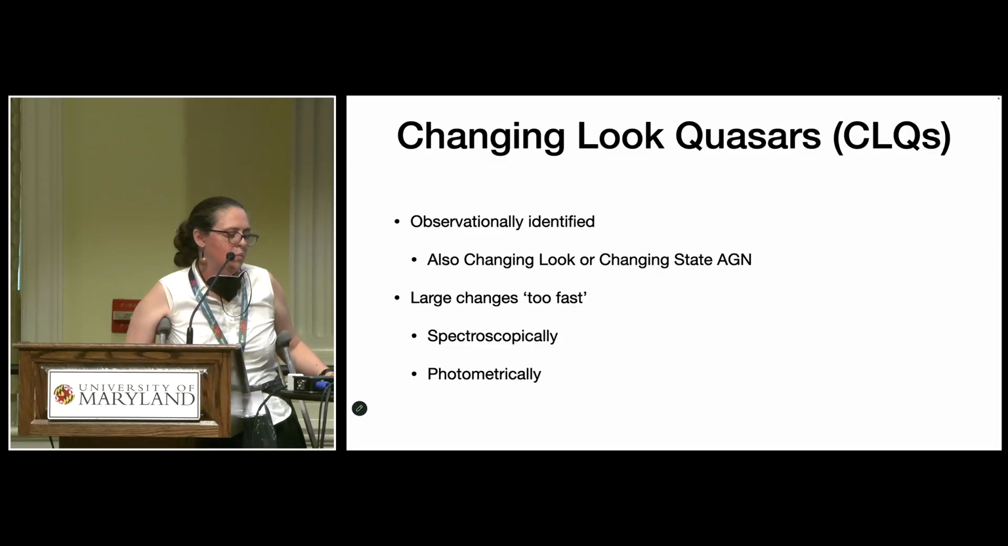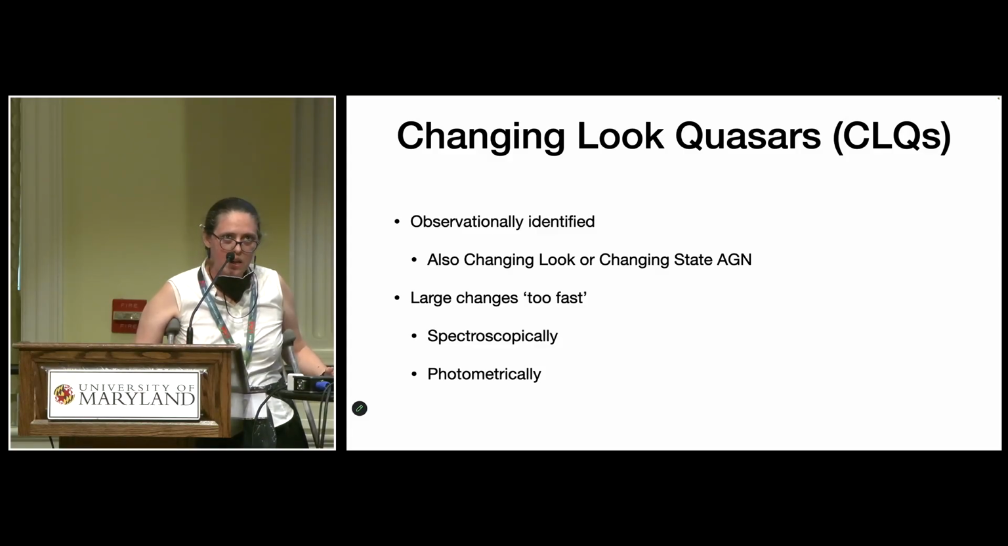Basically what defines them is that they have large changes, a factor of 2 or more in their flux over short timescales that are too fast. These are identified often spectroscopically, but now there's more photometric efforts, and these happen in sort of 10 to the minus 5 of AGN per year.